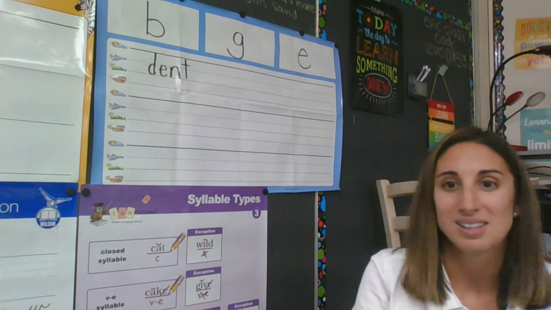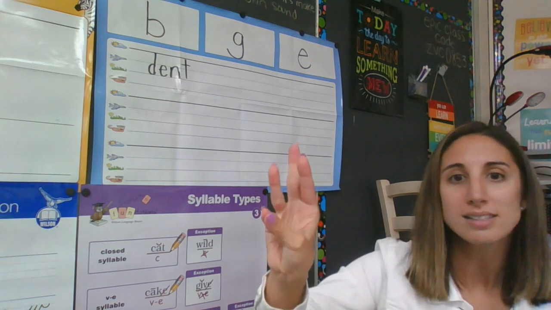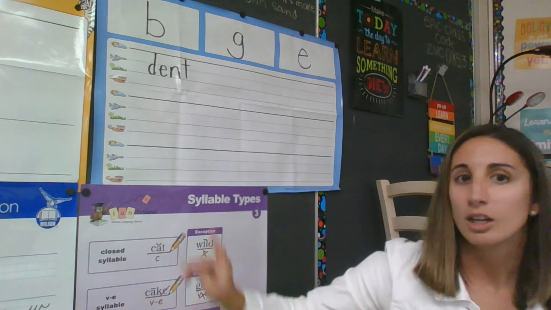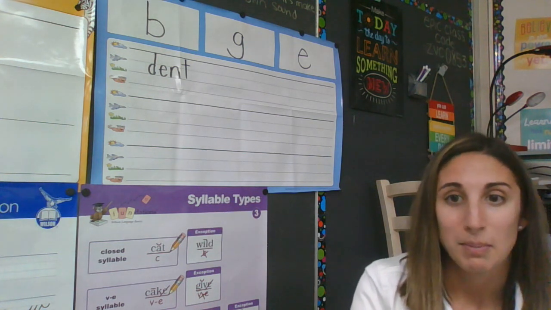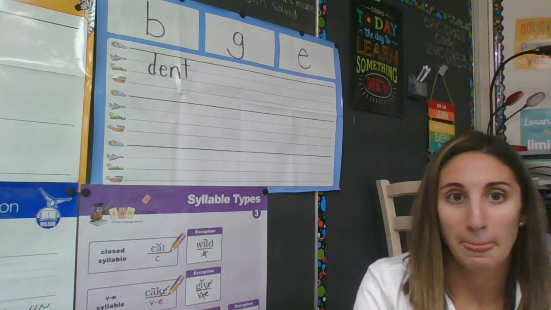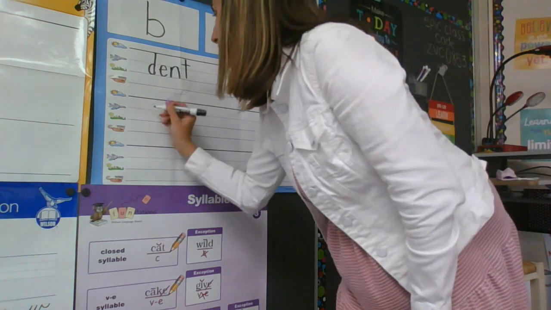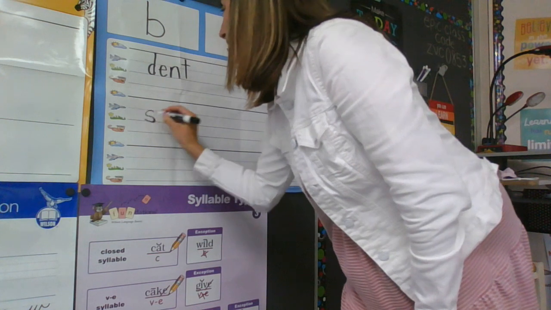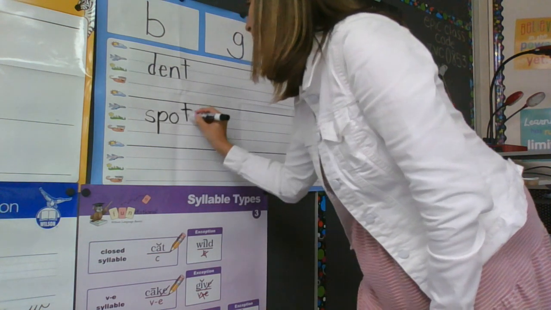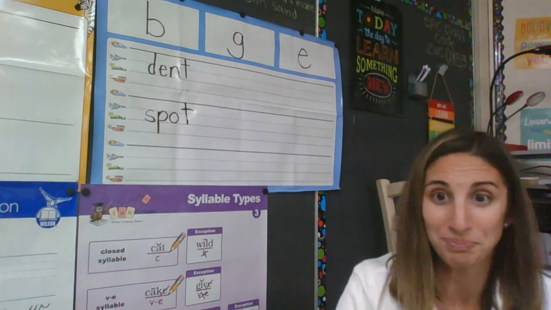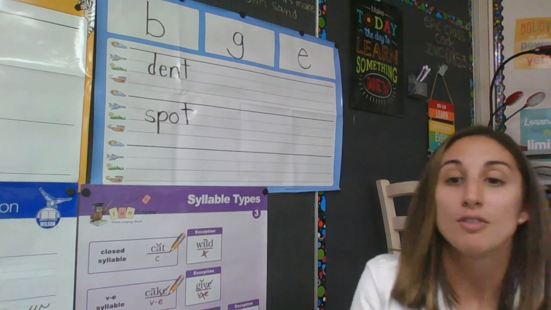Okay, the next word, spot. Say it. Spot. Let's tap it. Spot. Go ahead and write that word down. Pause if you need. Okay, here's our reveal for spot. Spot. How'd you do?